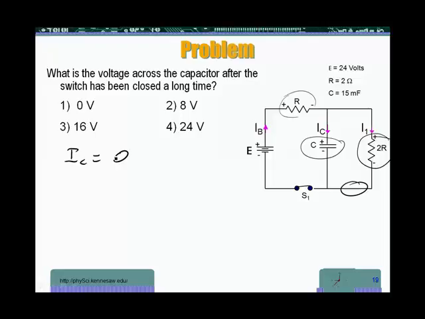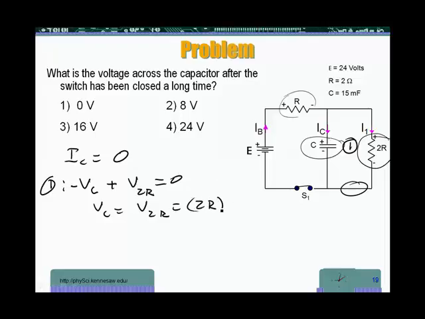When IC is equal to 0, then the voltage across the capacitor, doing this loop like we did in the previous question, so I'm going minus voltage across the capacitor plus voltage across 2R is equal to 0. So the voltage across the capacitor is just the voltage across 2R, which is just 2R times I.